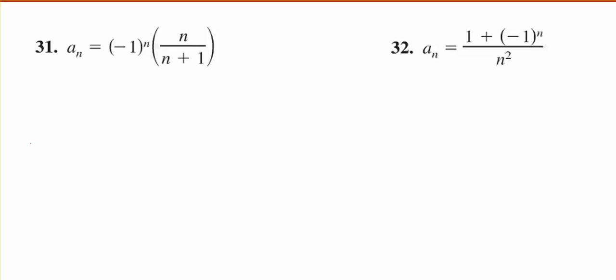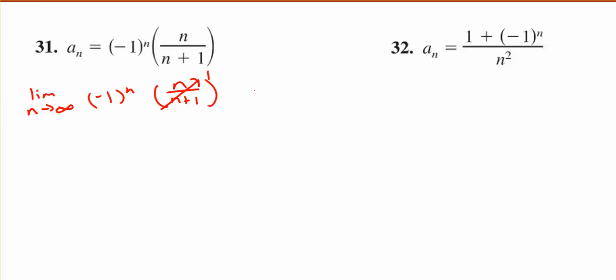Okay, let's take a look at number 31 here. We have the sequence a sub n equals -1 to the nth power times n over n plus 1. So the limit as n approaches infinity here, -1 to the nth power times n over n plus 1. Now, the n over n plus 1, again, if we use L'Hopital's rule there, we would end up with 1 over 1, which tells us that this approaches 1.